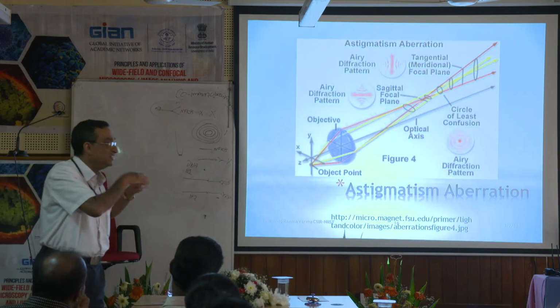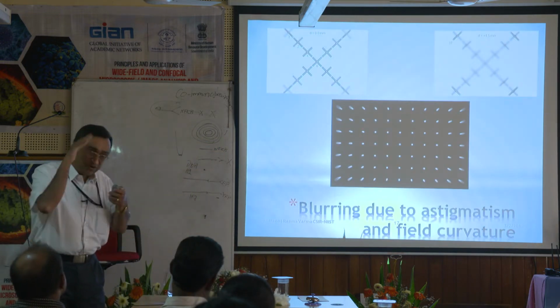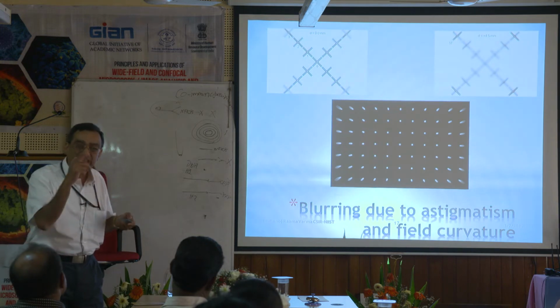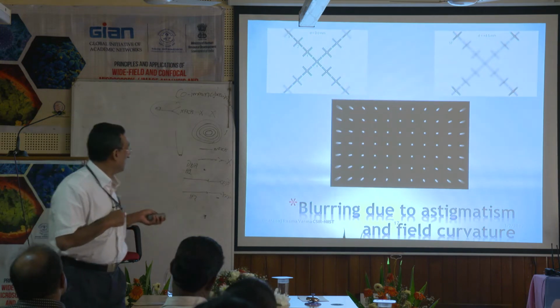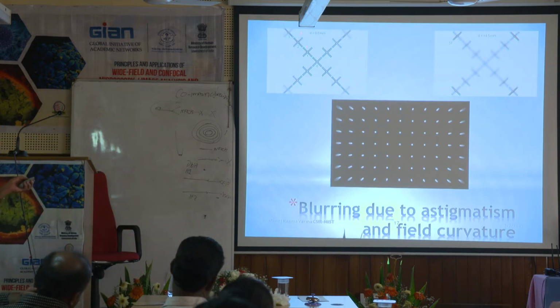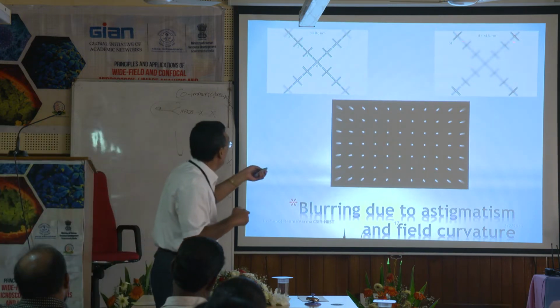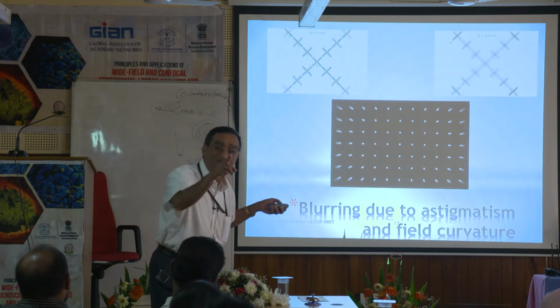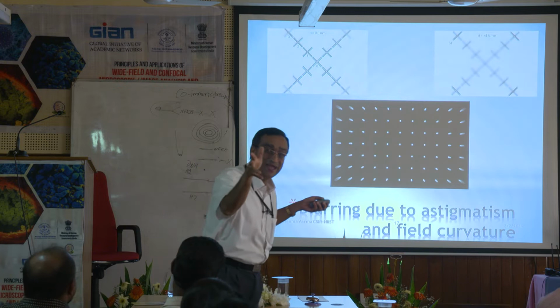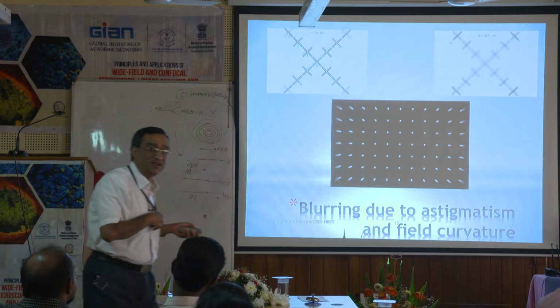Therefore, all these defects prevent forming a better image using a lens. You can see this: this is blurring due to astigmatism. When I try to focus this, the central portion is nicely focused. Is the extreme portion focused? No, it's out of focus. Similarly, when I try to focus the extreme ends, the center becomes out of focus. This is called blurring due to astigmatism.